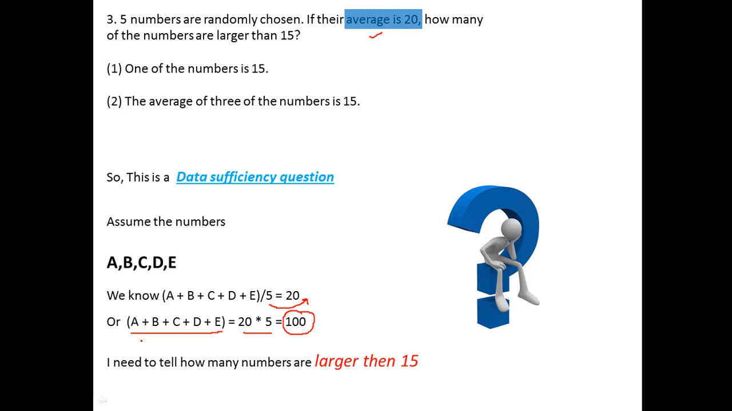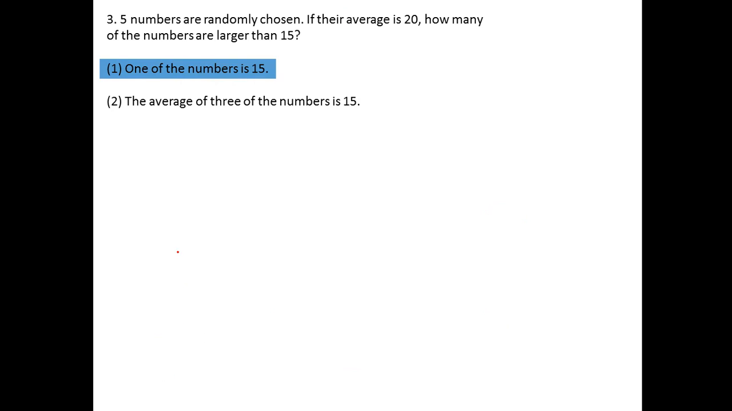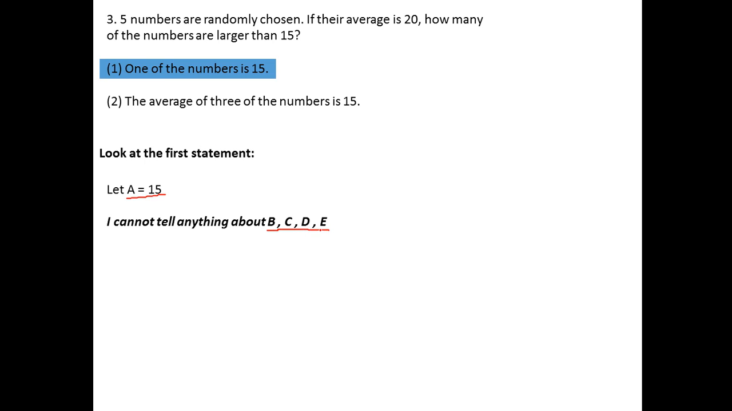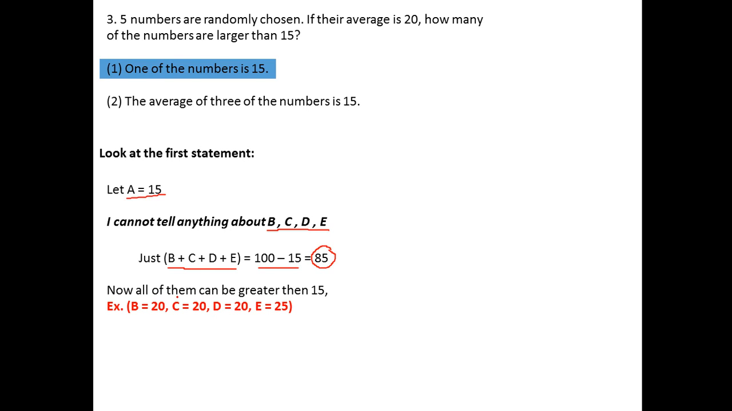Now by statement 1, I'll see what happens. Alright. So statement 1 says one of the numbers is 15. Let us assume any one number. I say A here is 15. Now I cannot tell anything about B, C, D and E, right? Just I can tell one thing, that B plus C plus D plus E is equal to 100 minus A. That is 100 minus 15 or 85. Alright. Now all of them can be greater than 15. Just for an example, take B is equal to 20, C is equal to 20, D is equal to 20 and E is equal to 25.